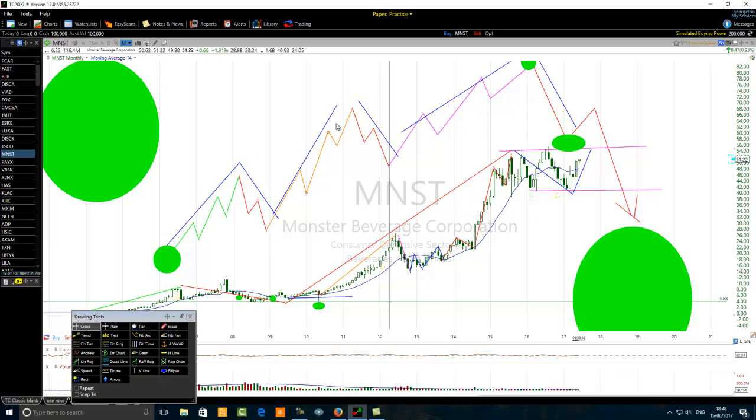So 1, 2, 3, 4, 5. We have 1 mini cycle ending here, another mini cycle ending here, plus a trend. So 2 mini cycles and a multi-wave form the trending phase. But after that, we have a correction that is correcting the bigger trending phase from here all the way here. And then the bigger correction, 1, 2, 3.